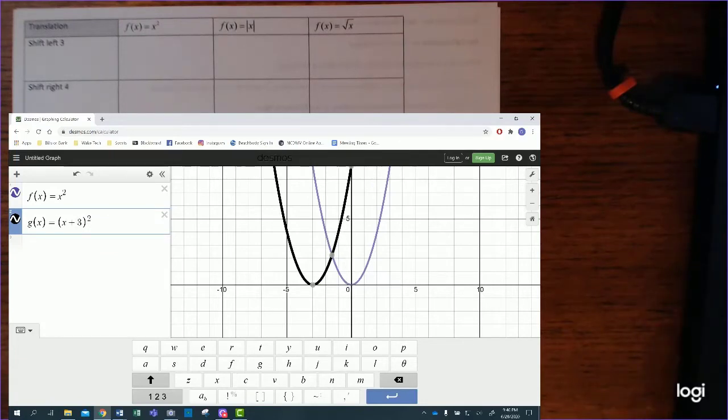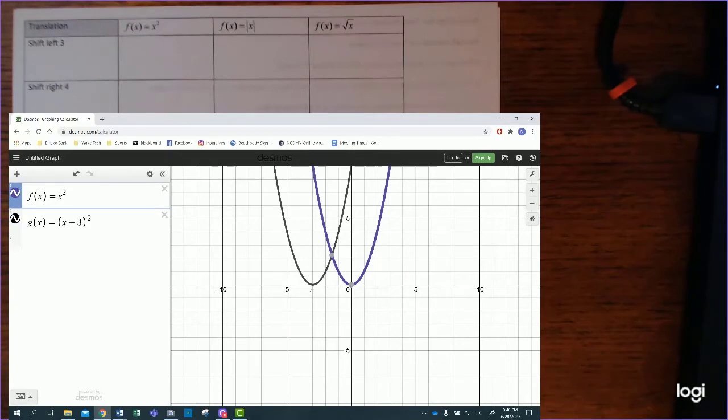If you want to shift a function to the left 3, the vertex is at 0, 0 here, and if you shift it to the left, that means the vertex is at negative 3, 0. You have to actually do the opposite. So for left 3, you're going to put a plus 3 in there. And what I tell people is that the x's never play nice. They always do the opposite of what you think. So left 3 means you're going to add 3 to the function.